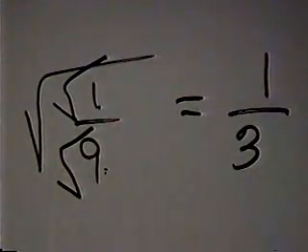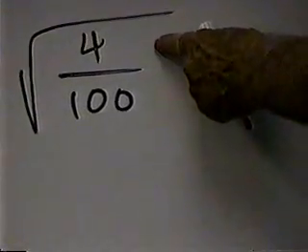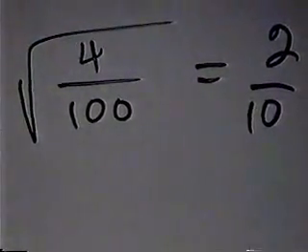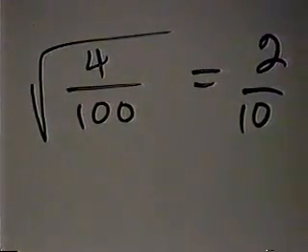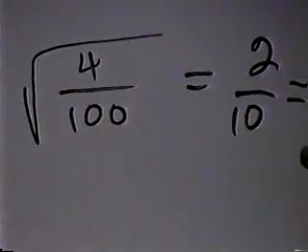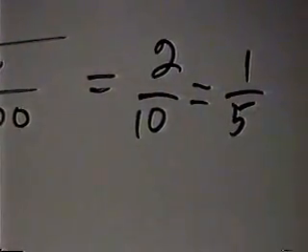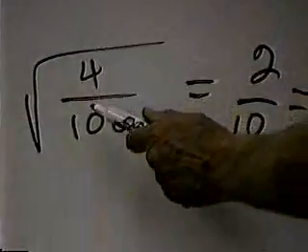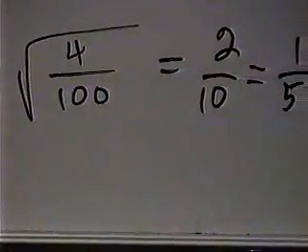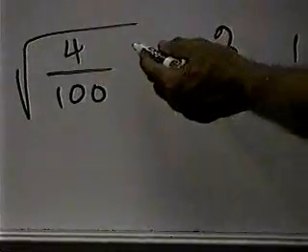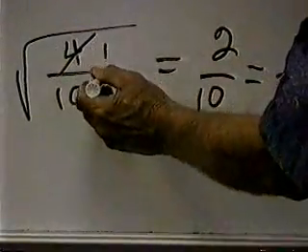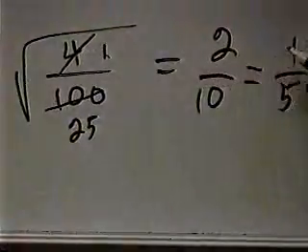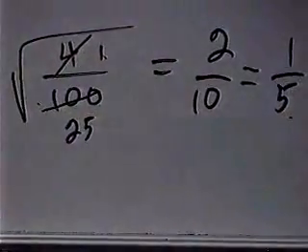All right, next example. The square root of 4 is 2. The square root of 100 is 10. And that can be reduced to 1/5 for the final answer. But the square root of a fraction is the square root of the numerator divided by the square root of the denominator. Now notice we could reduce this to start with, 4 going into 4 one time, into 100 25 times. The square root of 1 is 1, and the square root of 25 is 5.